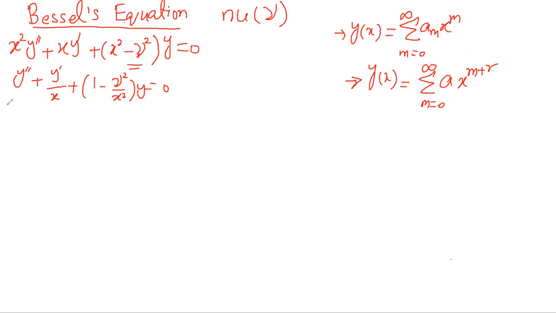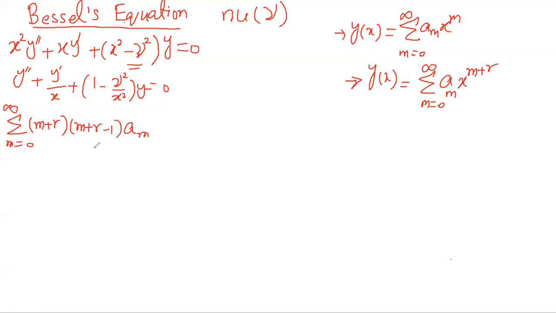For y double prime, we will put it like this. I made a mistake. Because we differentiate it two times, it will become the sum from m equals 0 to infinity of (m plus r) times (m plus r minus 1) times a_m.